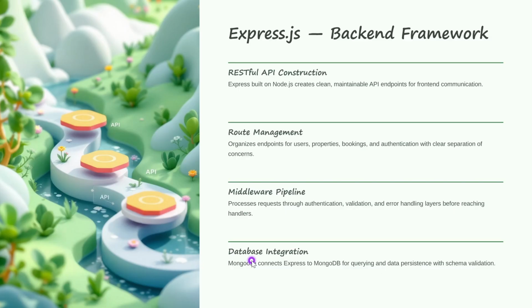It also uses a middleware pipeline, which ensures every request goes through steps like authentication, validation, and error handling before reaching the main logic. Finally, Express connects seamlessly with MongoDB using Mongoose, so we can easily query, validate, and store data efficiently.